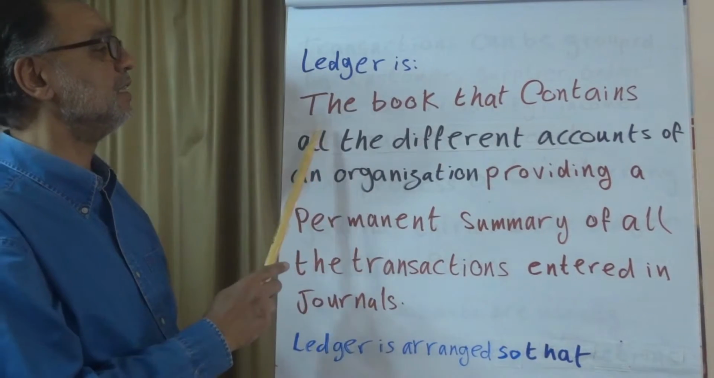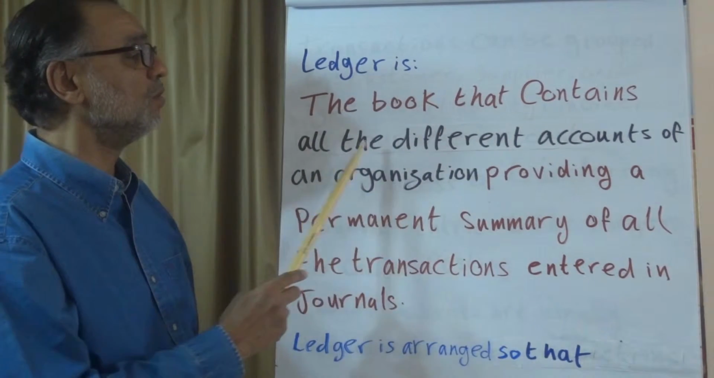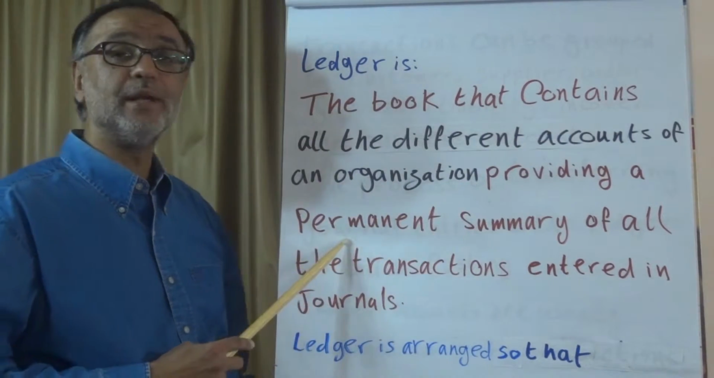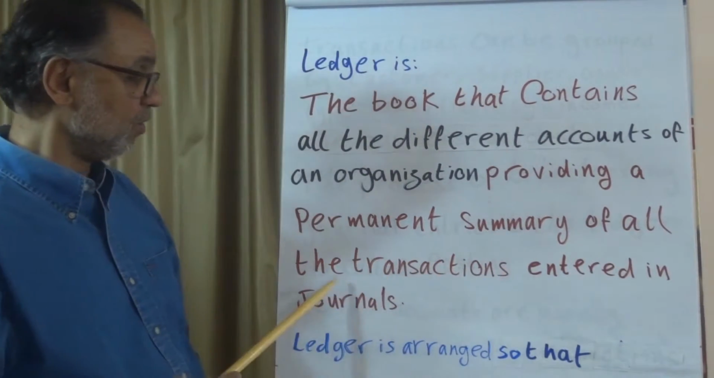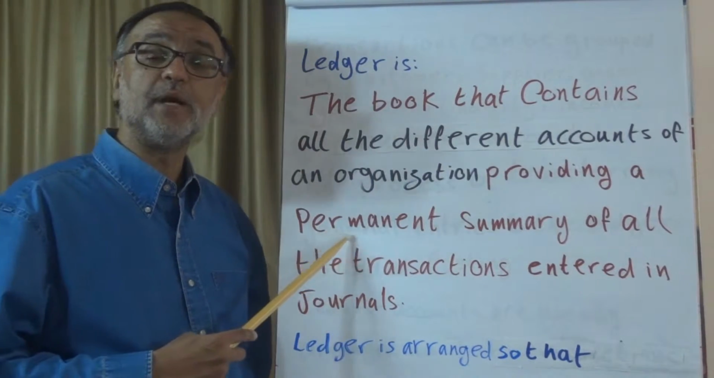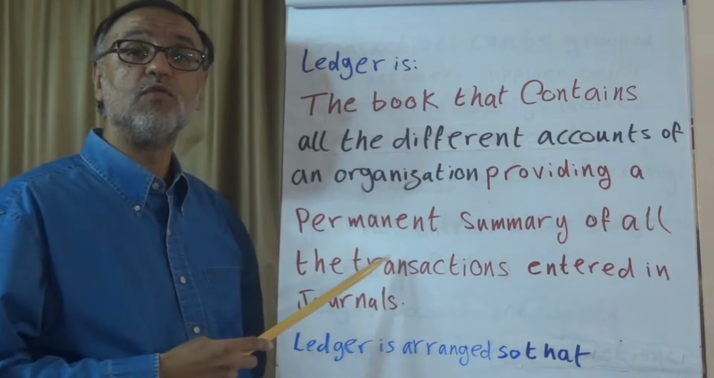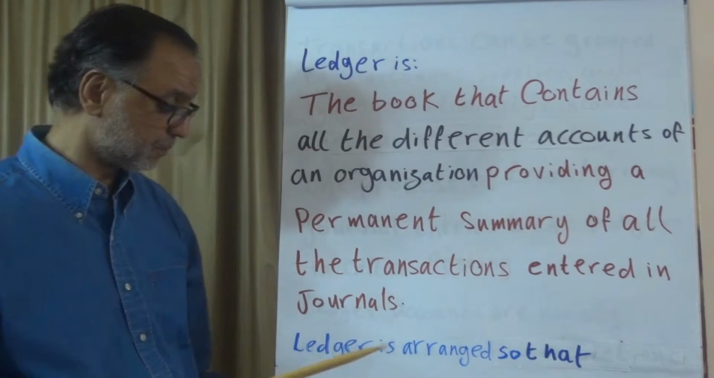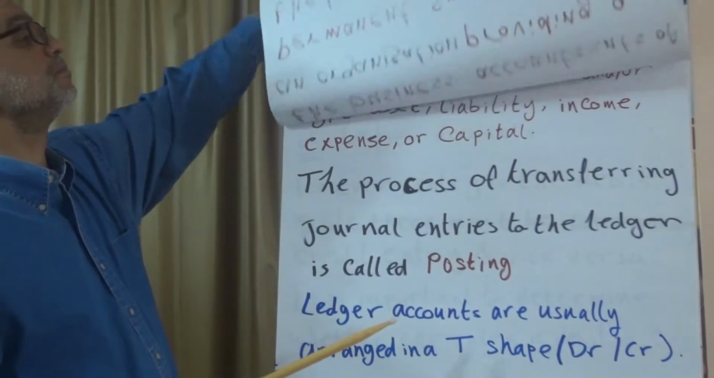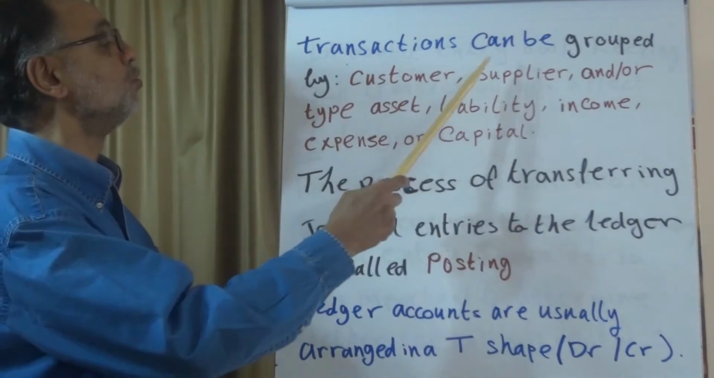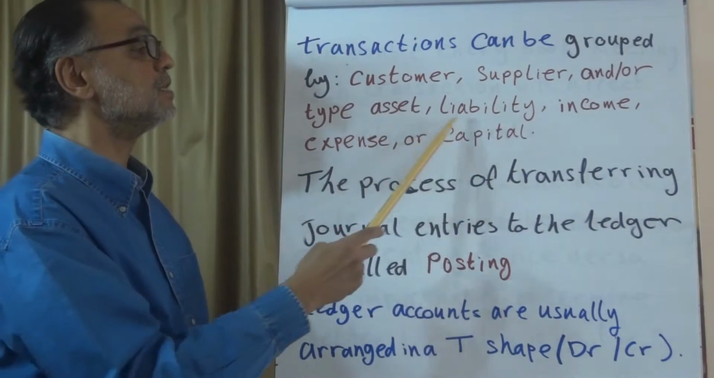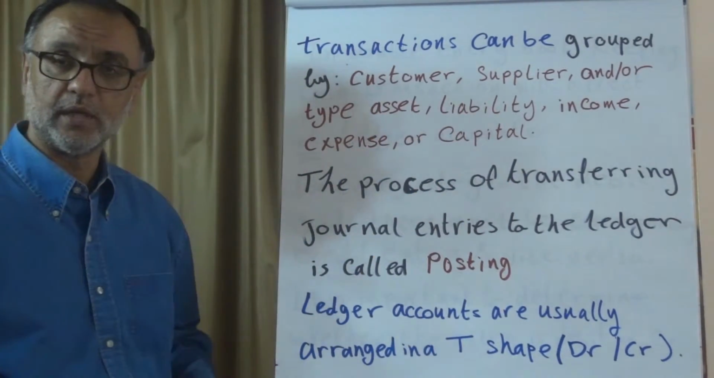The ledger is defined as the book that contains all the different accounts of an organization, providing a permanent summary of all the transactions entered in journals. So it's a permanent record, a permanent summary of all entries made to the journals. The ledger is arranged so that transactions can be grouped by customer, supplier, and by type: assets, liabilities, income, expenses, or capital.